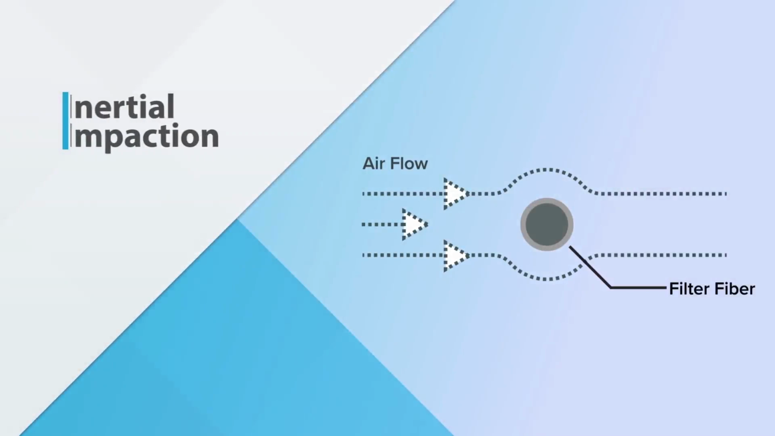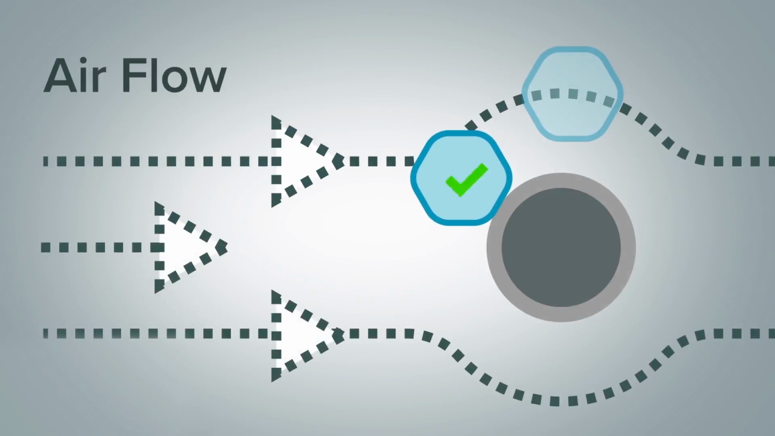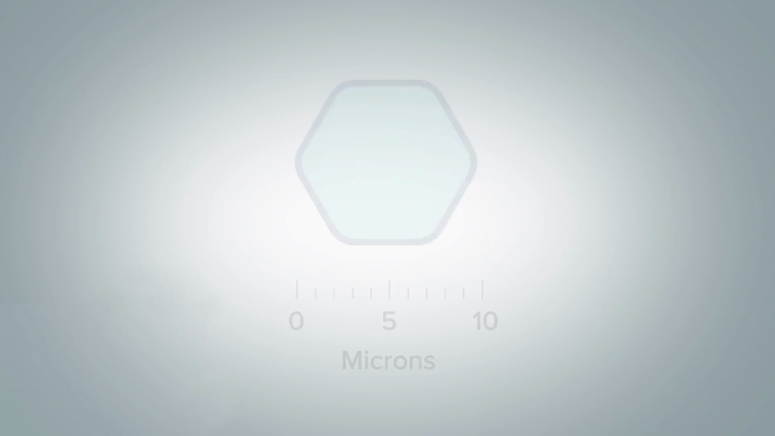When particles become smaller and smaller, inertial impaction filtering comes into play, where the particle is extremely small but still large enough to have a mass and heavy enough to deviate from the airstream and collide into the fibers of the filter media and be captured.